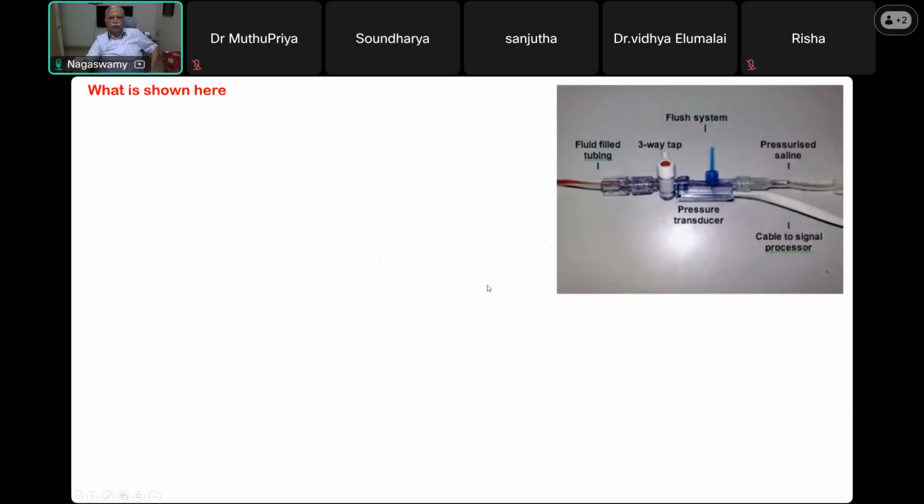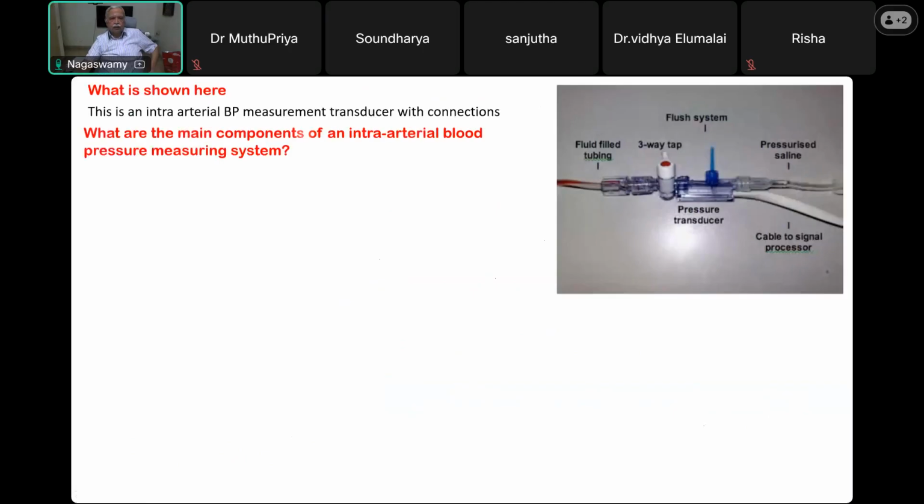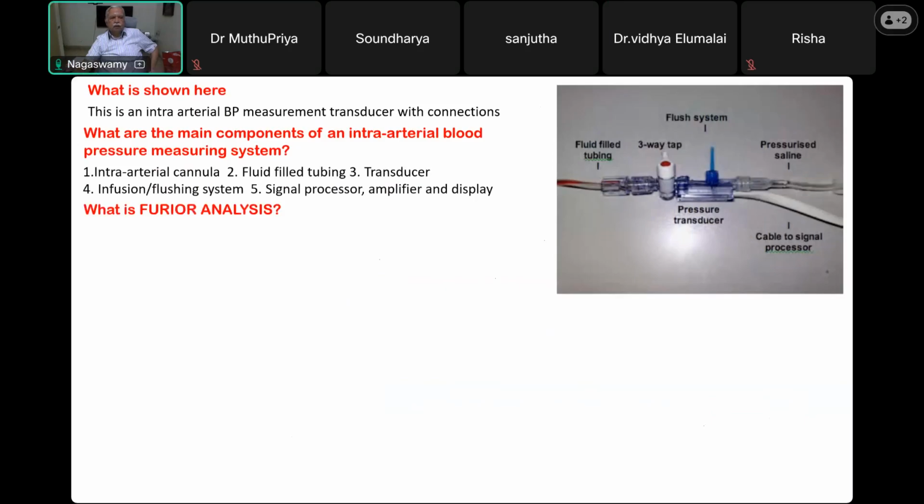So what is shown here? Arterial line. Arterial pressure transducer. This is a BP transducer, a measurement transducer with a connection. What are the main components of an intra-arterial blood pressure monitoring system? Intra-arterial cannula, fluid-filled tubing, transducer, infusion and fluid flushing system, signal processor, amplifier, display.